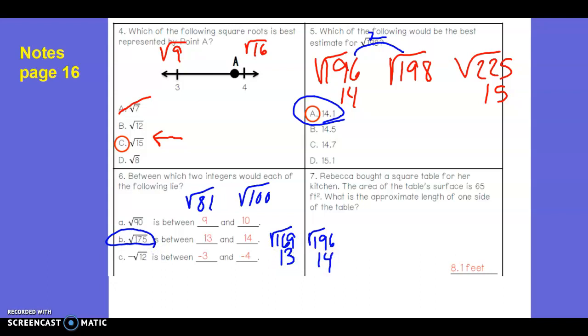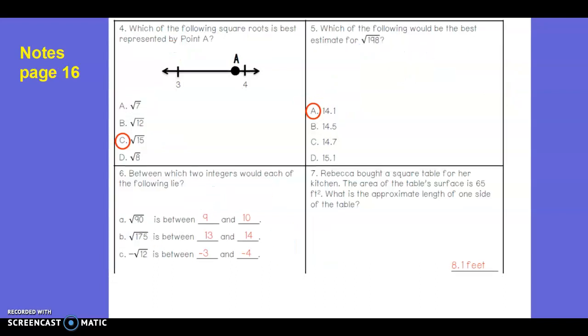Now, the next problem is a little bit trickier, so I want to take a minute and focus on that. Letter C right here. It has a negative square root of 12. So if you remember, if you have a number line, when you have negative numbers, they're getting bigger as you go farther to the left. So that's an important idea for you to remember.